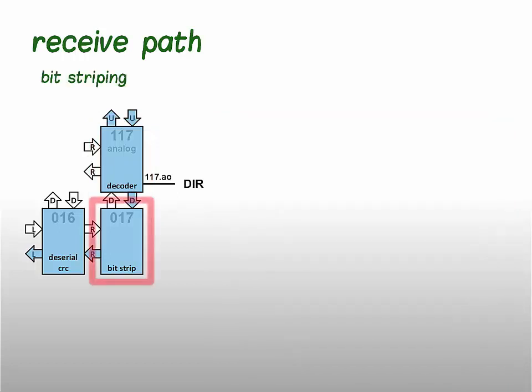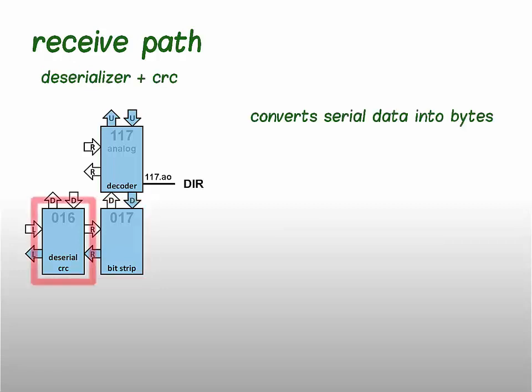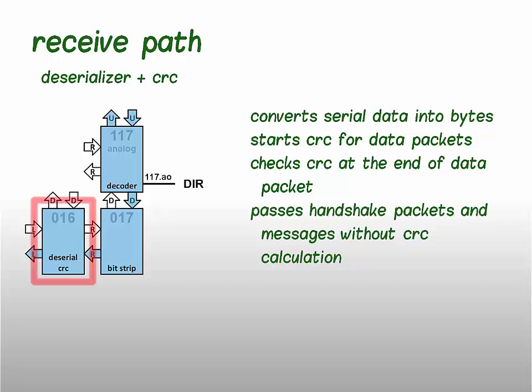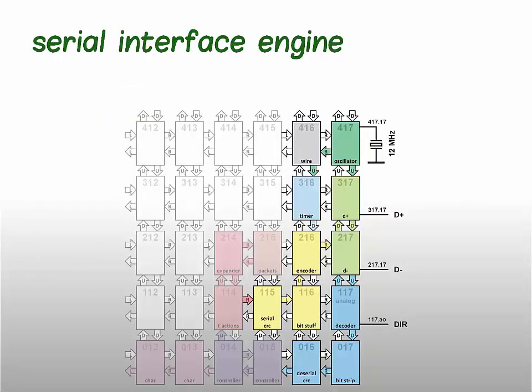Bit stripping works in the same way as bit stuffing. After 6 consecutive 1 bits, the following bit, presumably 0, is removed from the stream. The serializer converts serial bit stream into bytes. It starts CRC calculation for data packets and checks CRC when whole data packet is received. Handshake packets and messages are passed without CRC calculation. And that's all what makes a serial interface engine.